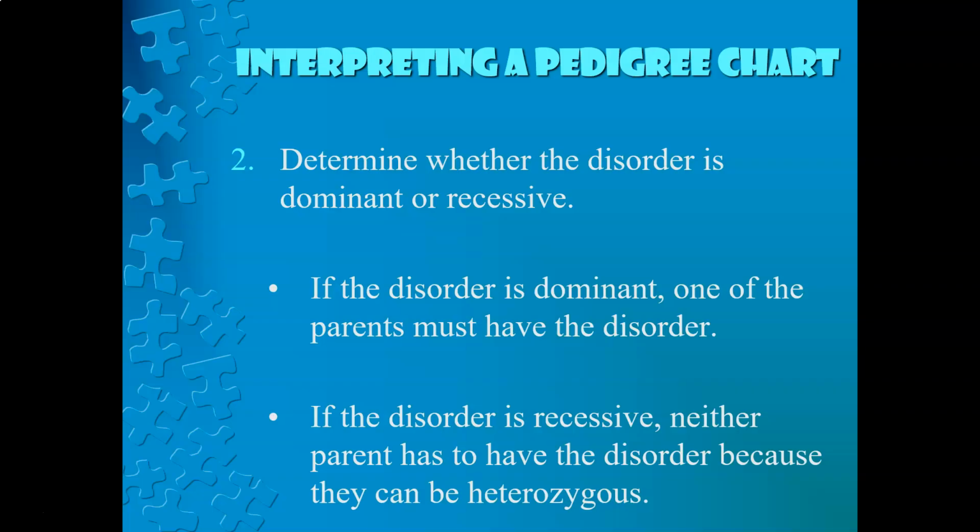If it's dominant, then at least one of the parents must have the disorder or the trait in order to continue seeing it. And so oftentimes you'll see this show up in virtually every generation. If it's recessive, on the other hand, neither parent has to have the disorder. They can both be heterozygote carriers for it and still end up with a child. So this is a situation where you might have it skip generations.